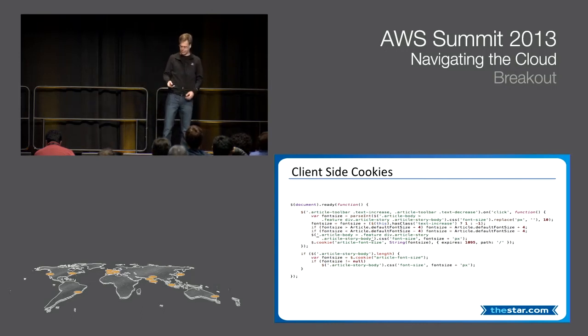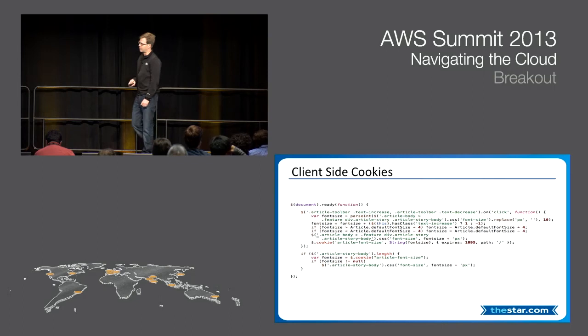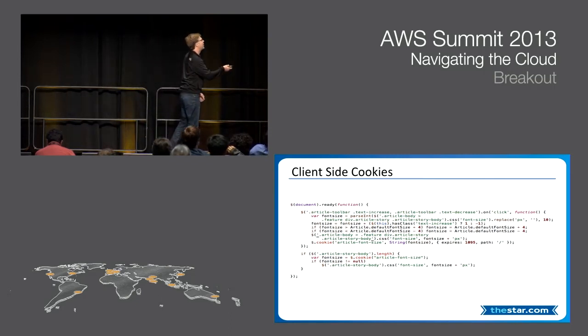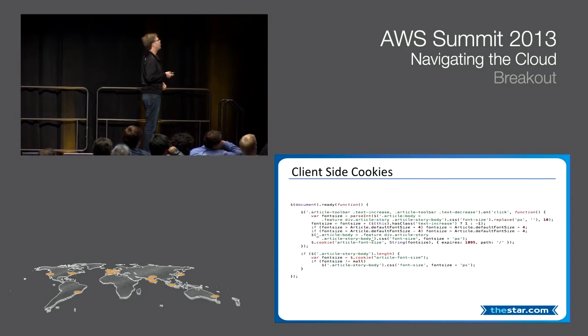So I'm going to try to walk you through this code a little bit, and I'll probably alternate between sides so I can point it out to you. What we're doing here is actually allowing an end user to control the font size that they're able to see on an article page. In the first area here, we're setting the font size and setting the cookie on the client side. We're using jQuery.